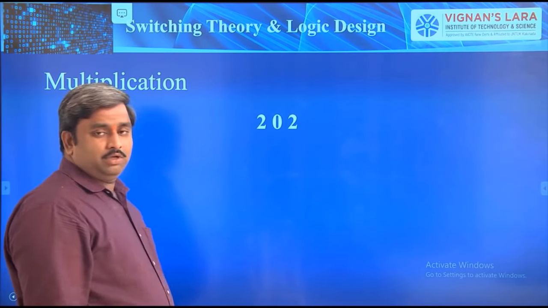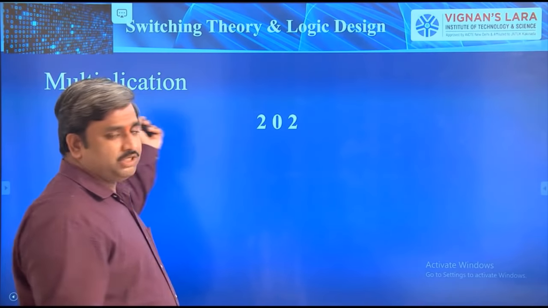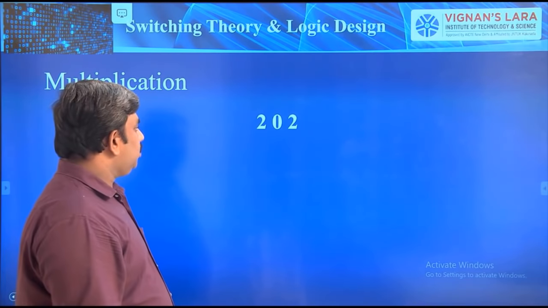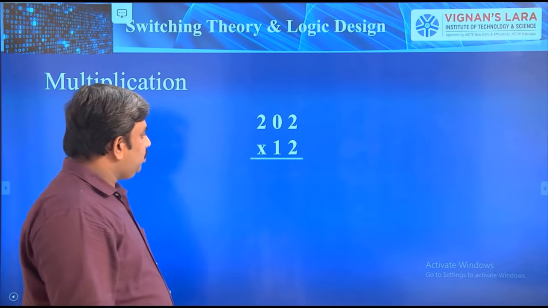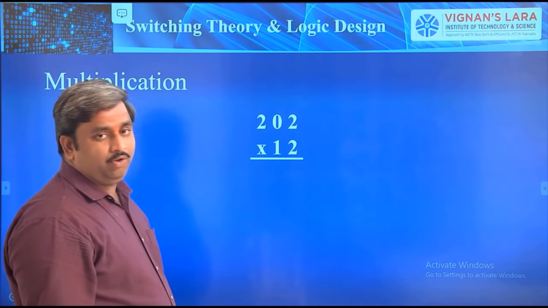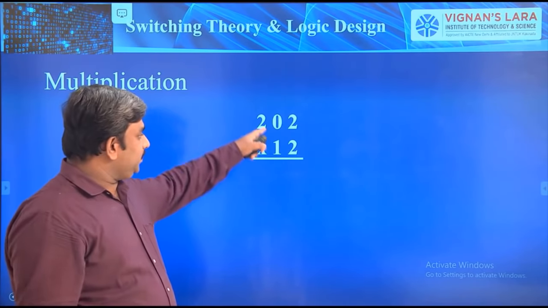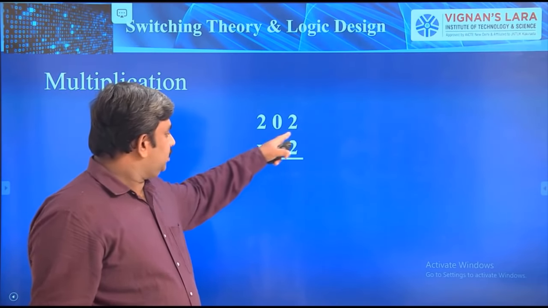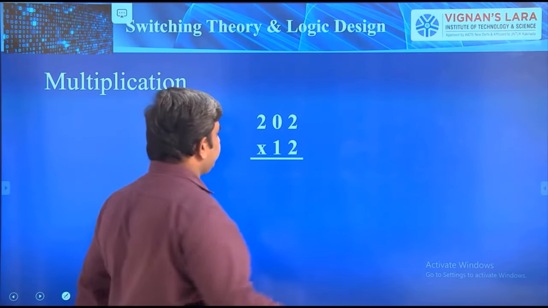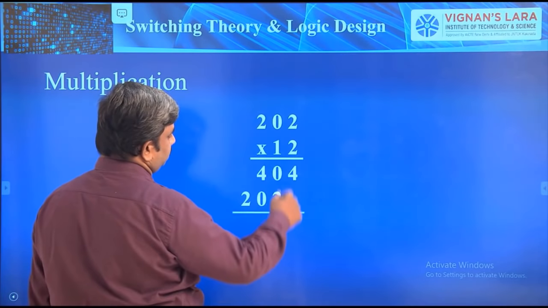Binary multiplication. Sorry, before going to binary multiplication, we will first see normal multiplication. I have taken one value, 202, and I am multiplying it by 12. What is the final value? This is called the multiplicand.